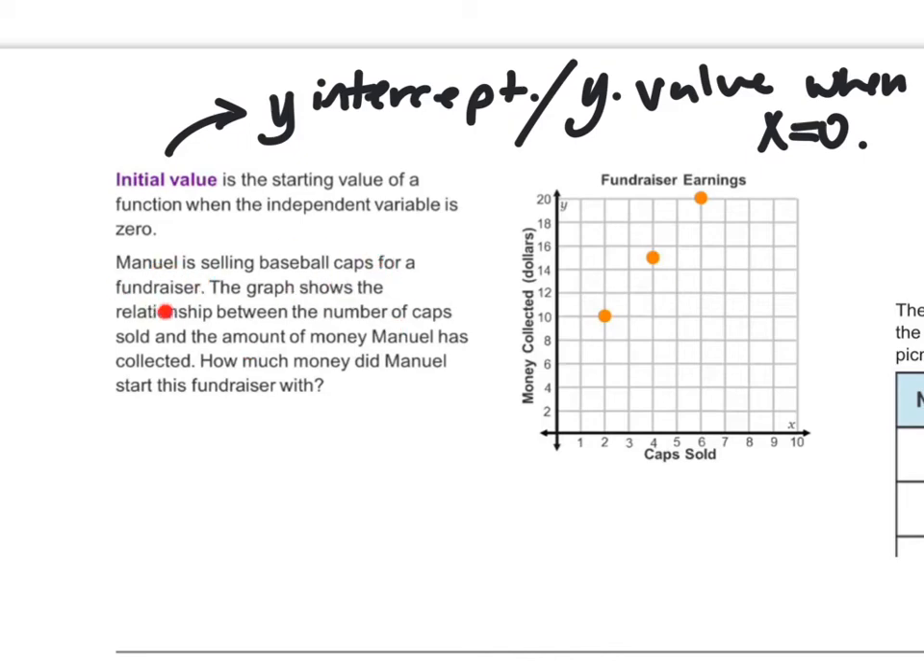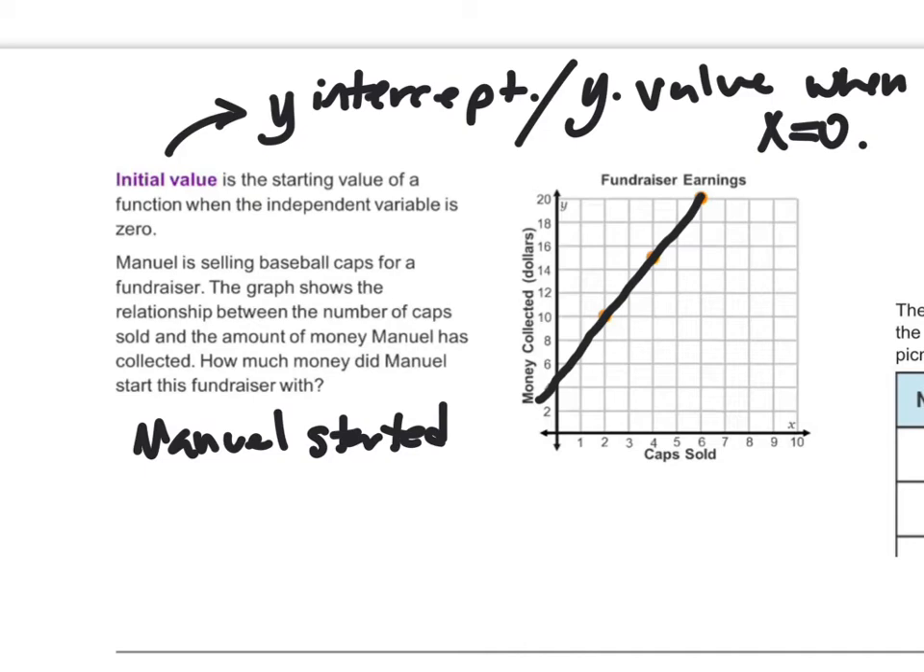And so on this one, it's that same problem. Manuel is selling baseball caps for a fundraiser. The graph shows the relationship between the number of caps sold and the amount of money Manuel has collected. How much money did Manuel start this fundraiser with? So the idea is that you take this line, connect these points, and extend this line all the way down, and you see that it goes down to about, looks like 5. I'm not exactly sure, but I would say that Manuel started with $5 as his fundraiser.